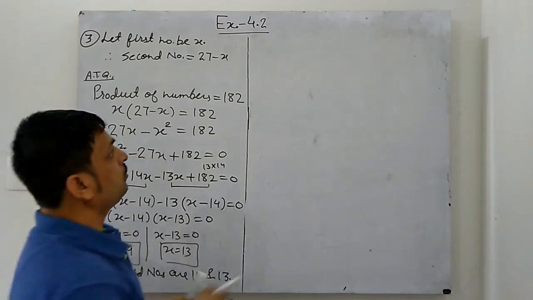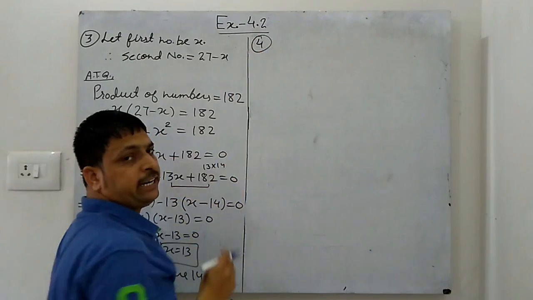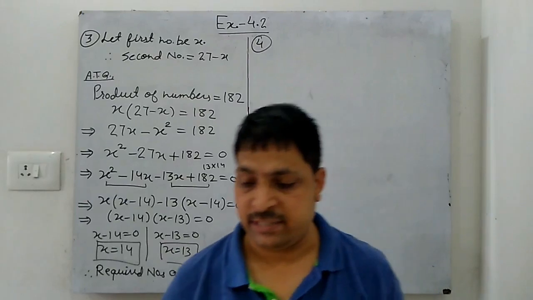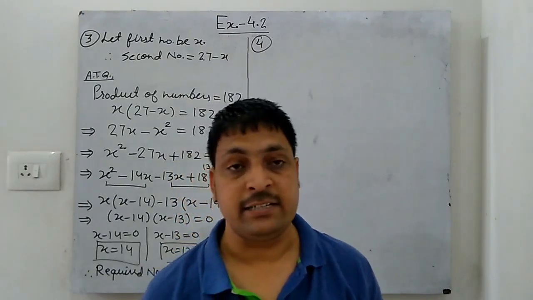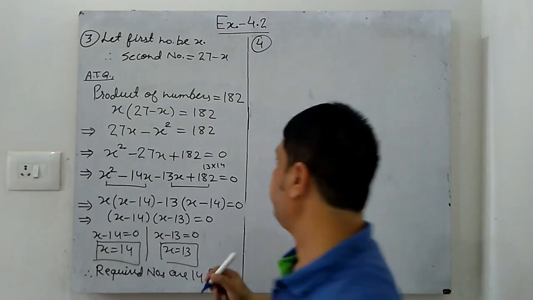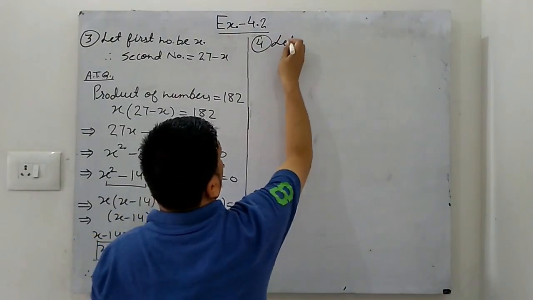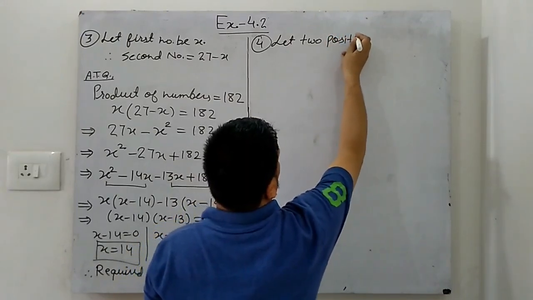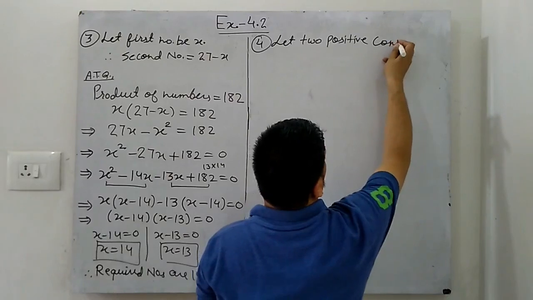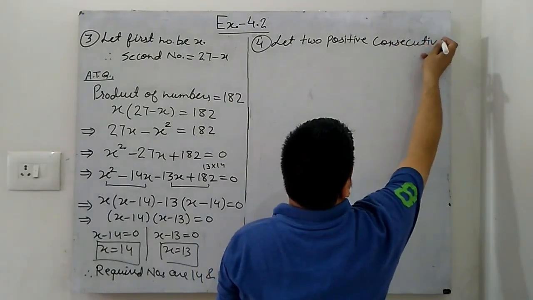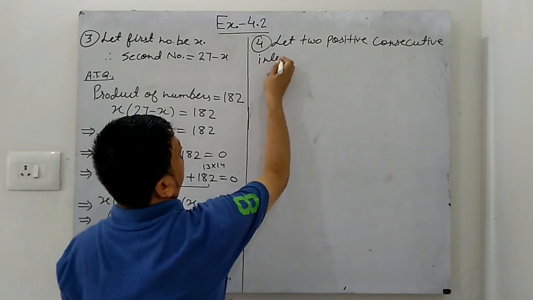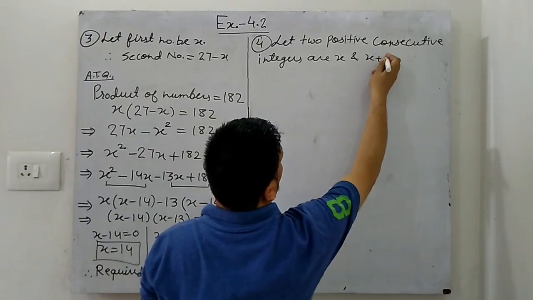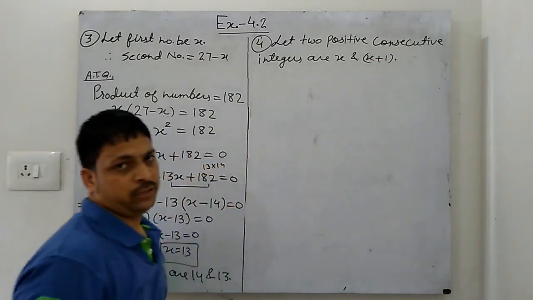Now question number 4. Again it is a similar question. Listen carefully. Find two consecutive positive integers, the sum of whose squares is 365. So let the two positive consecutive integers be x and, since consecutive, the next will be x plus 1.